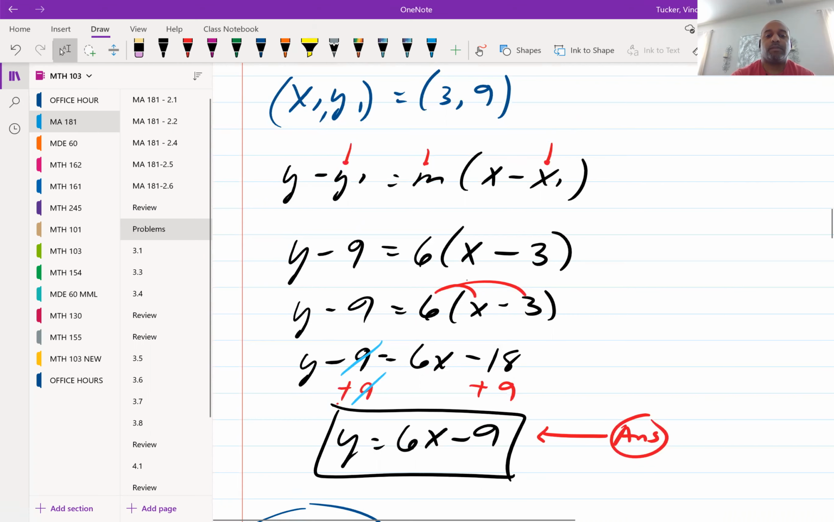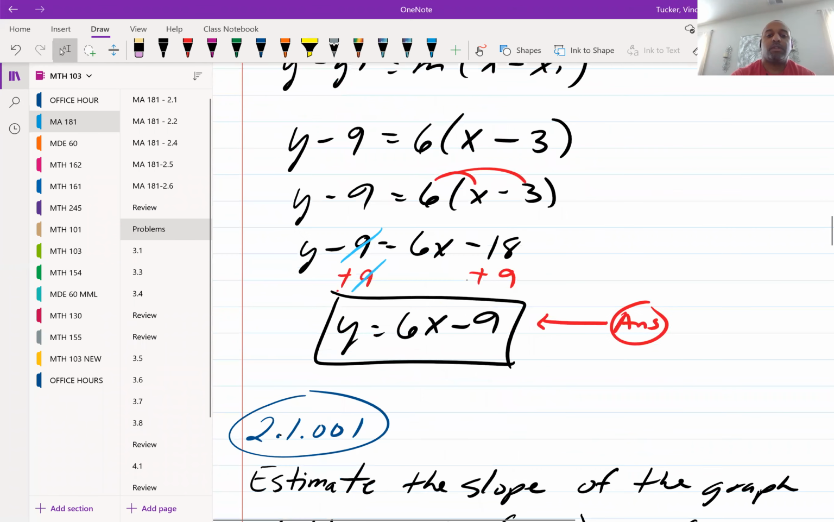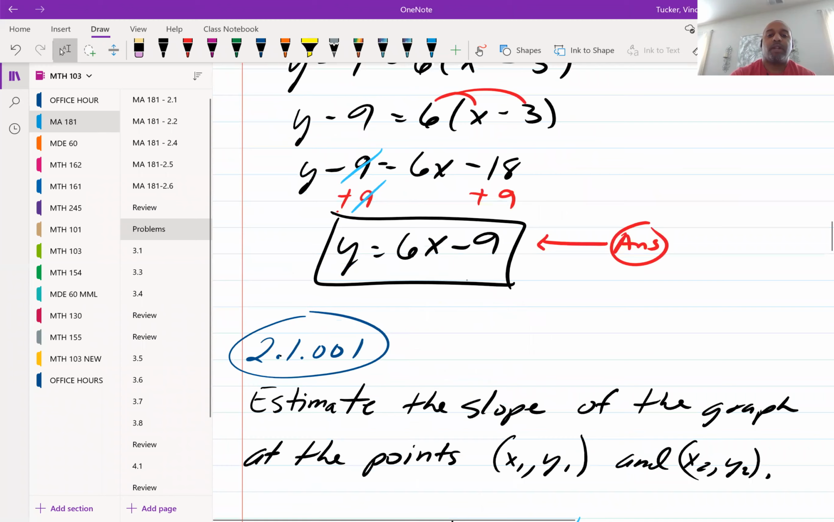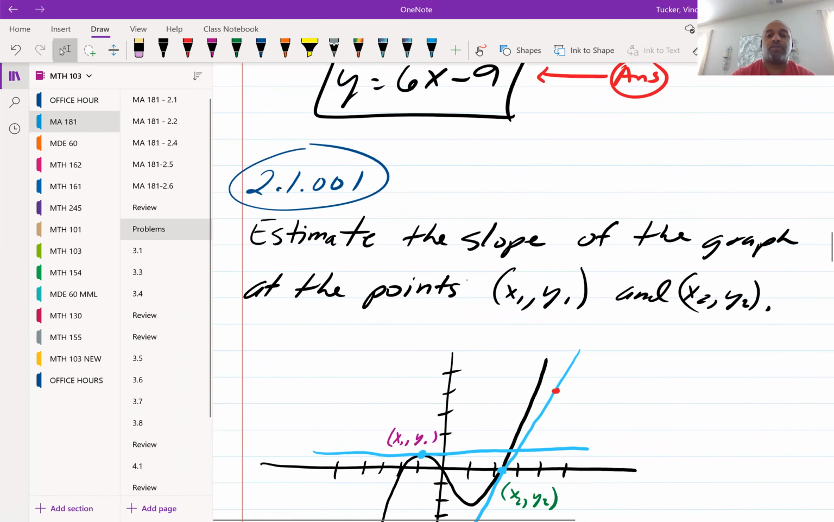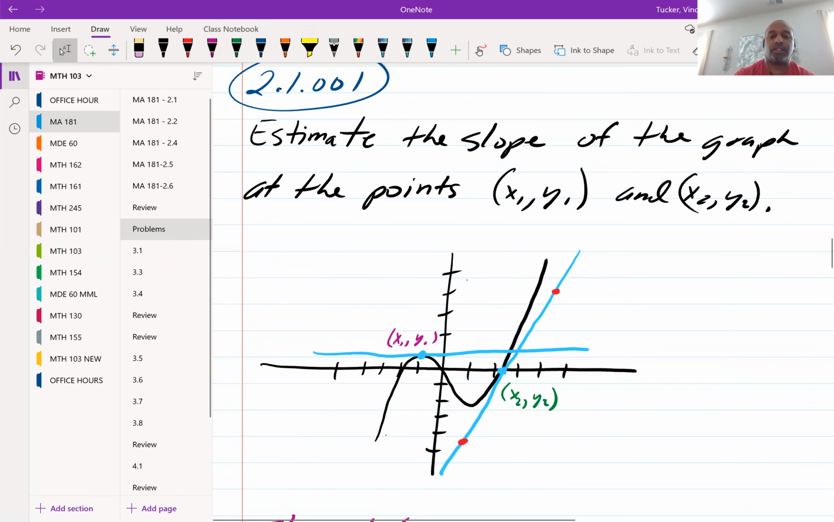All right. Next one. Estimate the slope of the graph at the points x1, y1 and x2, y2. So this is a rough graph of what they have.